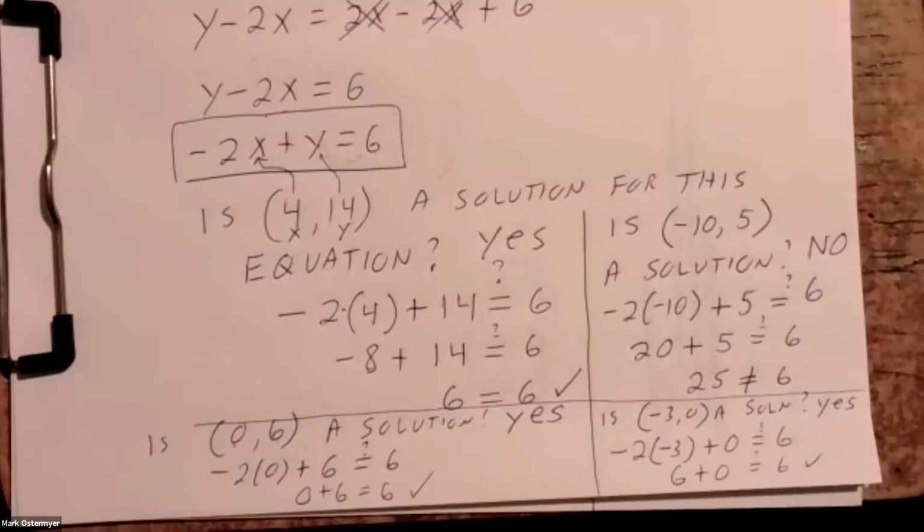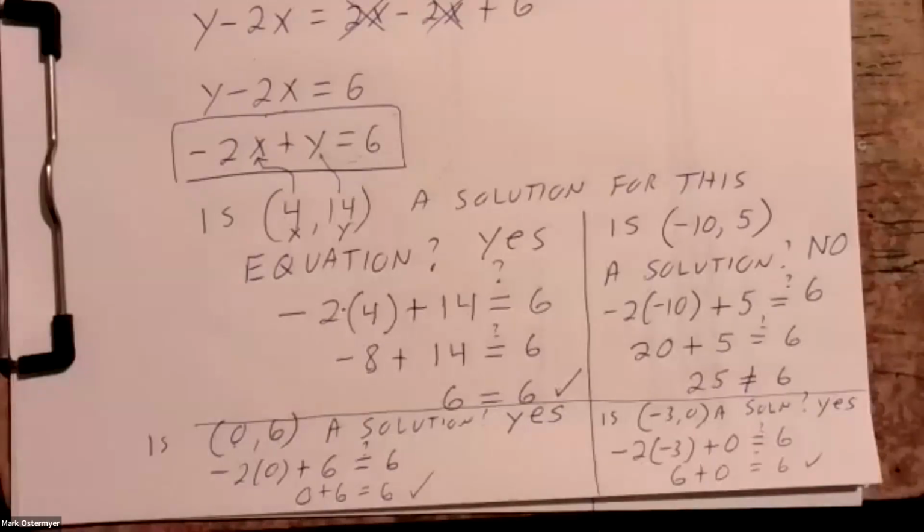Do you think that's it? Or is there any other ordered pair solution to this linear equation? And if so, how many ordered pairs do you think would be solutions to this linear equation? Anybody want to weigh in on this? I'm going to say infinite.